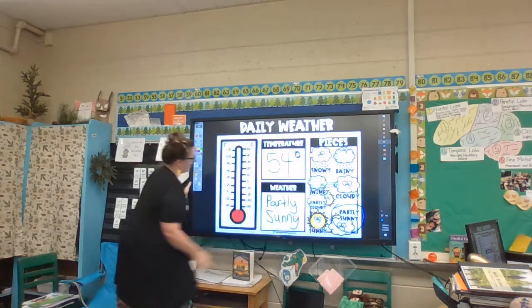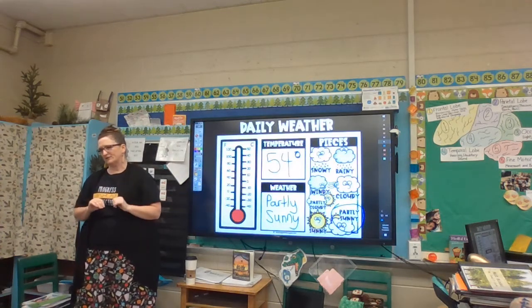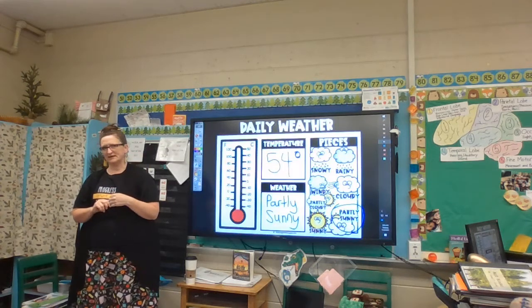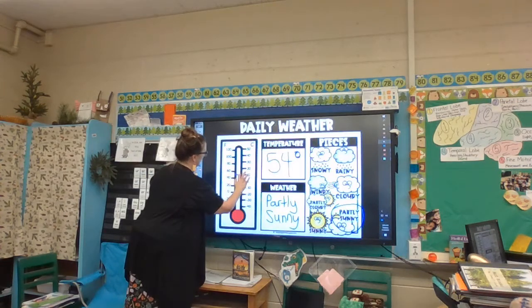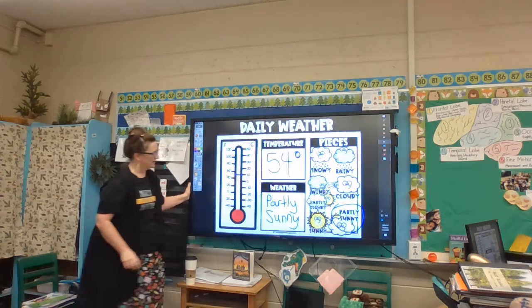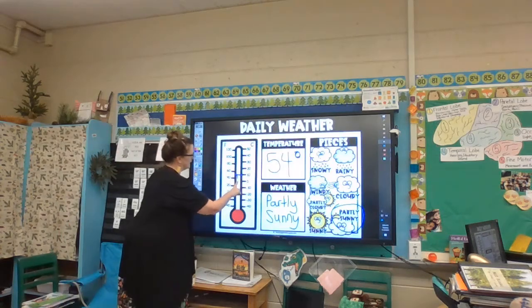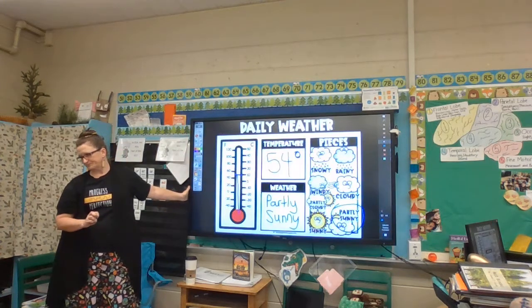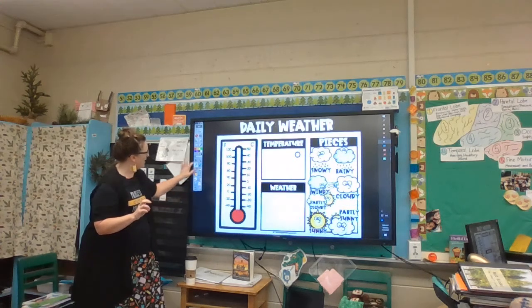And find it on your thermometer. Where would 50 go? First of all, is 50 more or less than 40? More. It's more than 40. Is 50 more or less than 60? Less. So about halfway between 40 and 60, you will find 50. So mark 54 on your thermometer and draw a single line down. You don't want to waste the ink. Okay. Good job. Wipe it off.